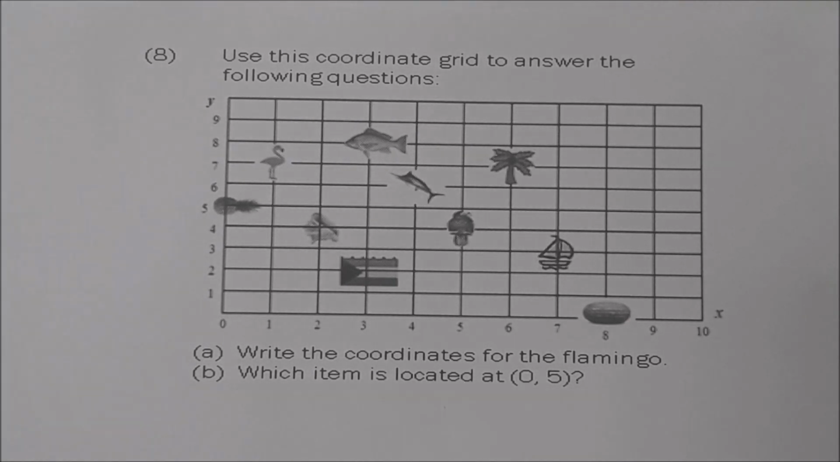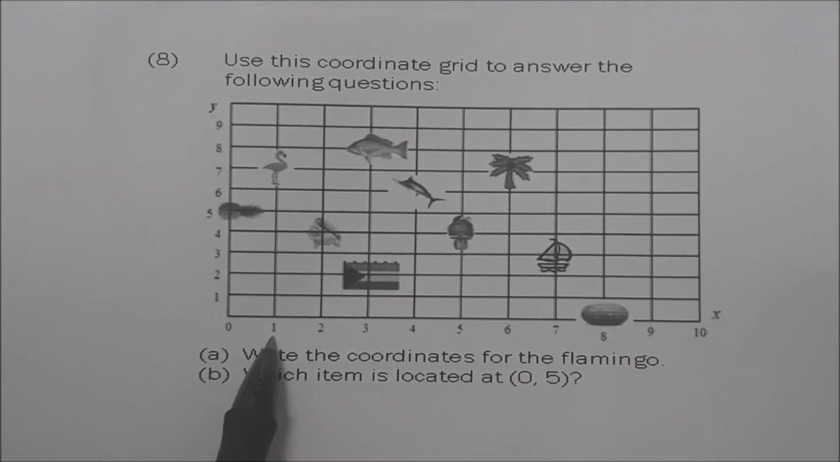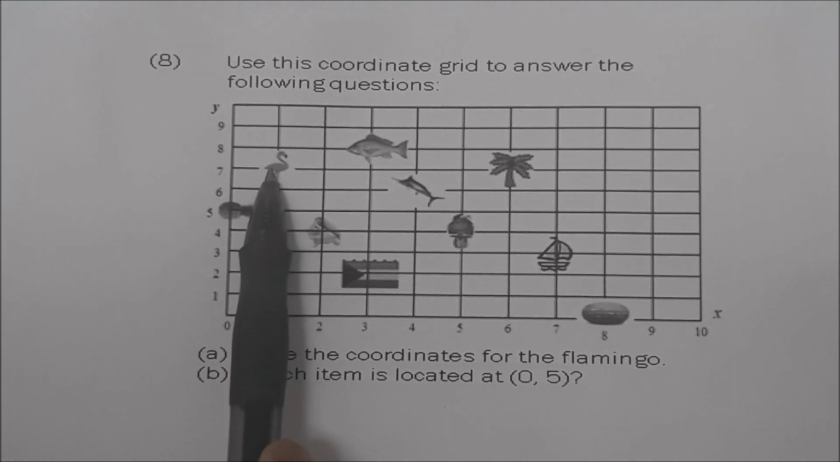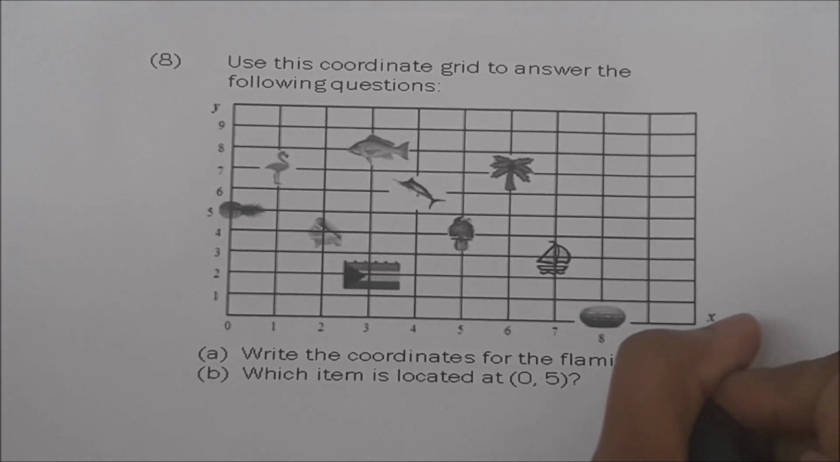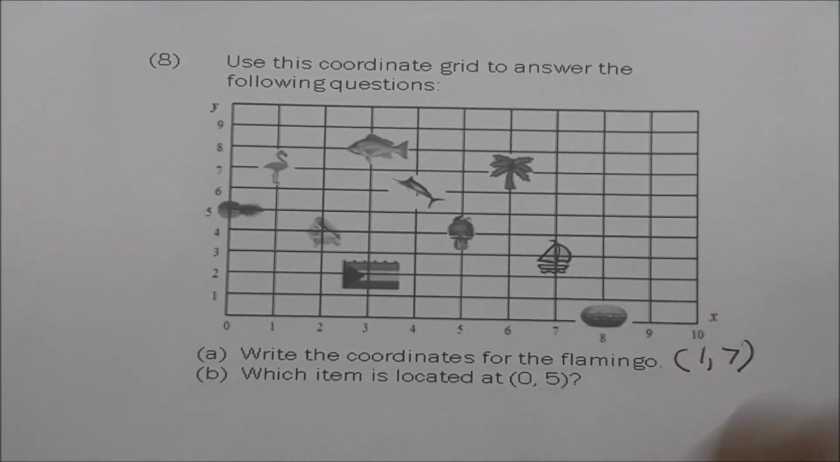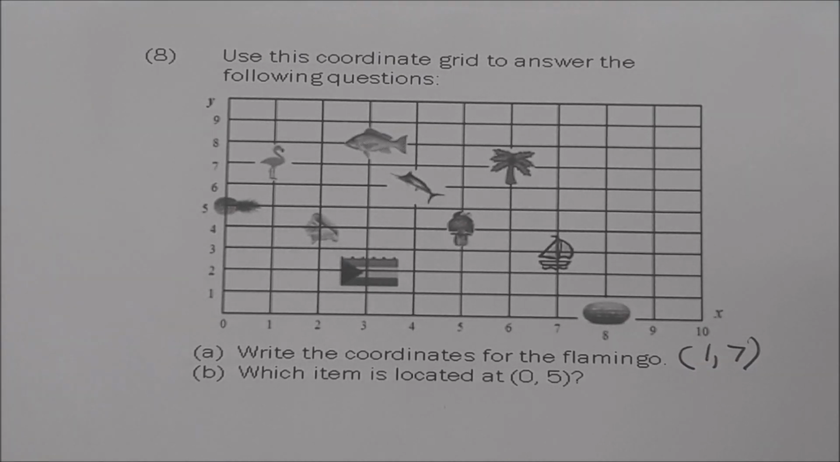Okay, Priyana, let's work it. 8A, write the coordinates for the flamingo. First, we're going to go to the x-axis, which is right here. So we're at 1. Going to go up to the y-axis, which is right here, to 7, where the flamingo is. So it's 1, 7. Okay, and tell us why it's 1, 7, not 7, 1. Because first, you always have to start with the x-axis. Right. And then go to the y. So you look for the number on the x-axis first, then look for the number on the y-axis.